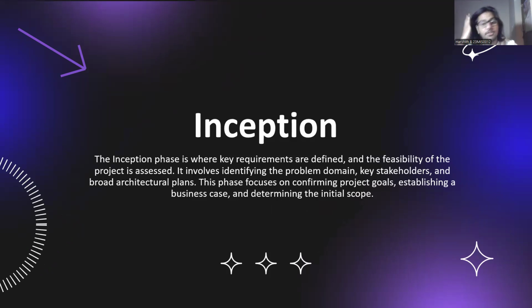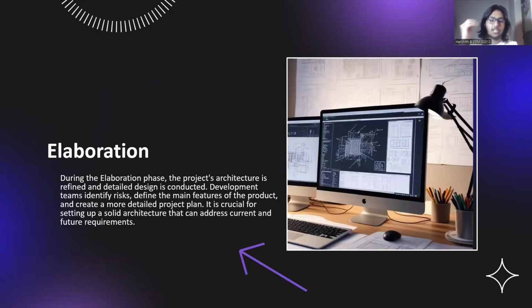At this stage, we might experiment with different architecture patterns like layered architecture, microservices, or event-driven architecture to see what fits best for the project. By the end of this phase, we should have a basic architectural blueprint that will guide the next stages of development. Second, it is the elaboration phase.